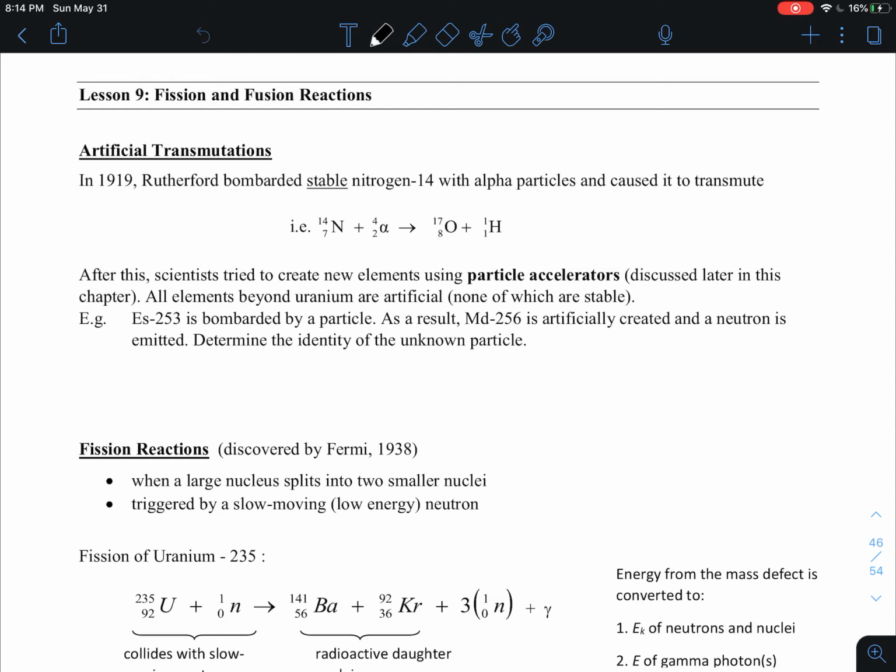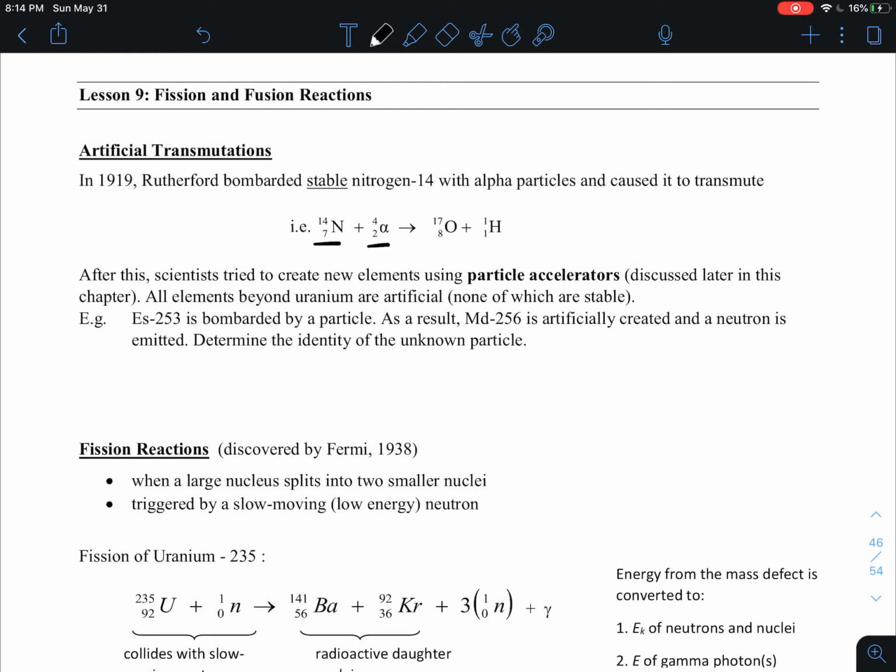Stability is the game. All right, so in 1919, Rutherford bombarded stable nitrogen-14 with alpha particles to transmutate. So this is artificial transmutation, forcing something to mutate. So in this case here, we have nitrogen, we're adding the alpha.